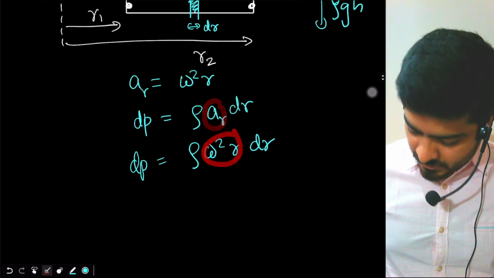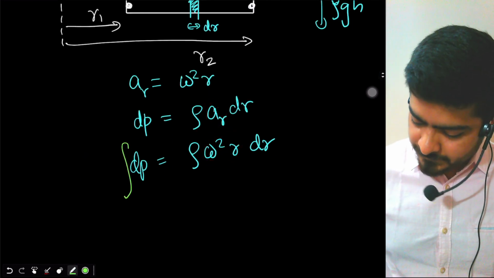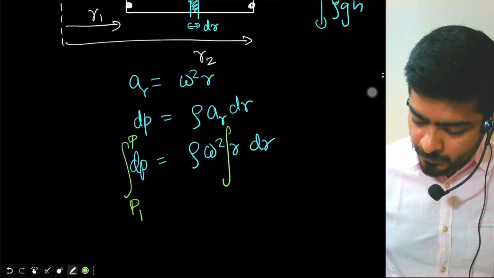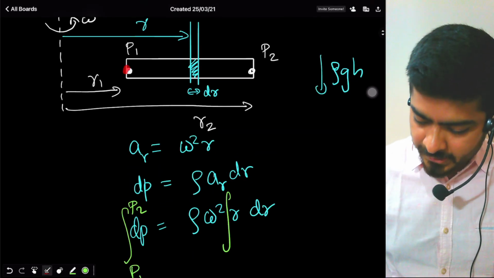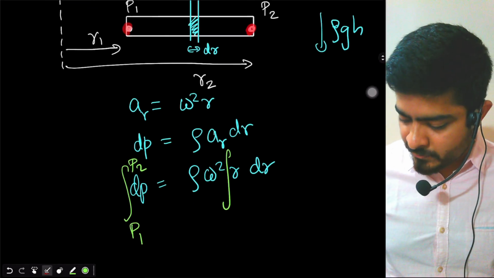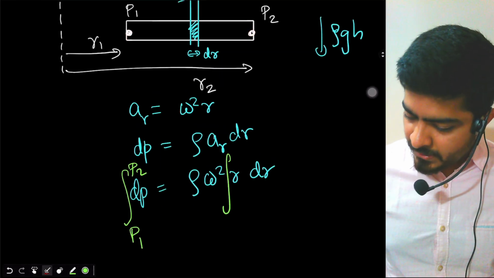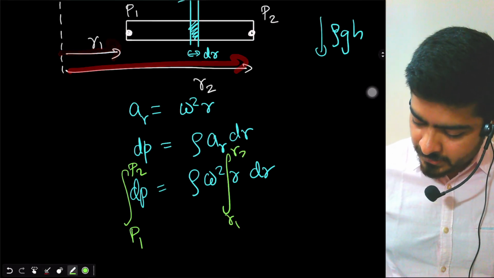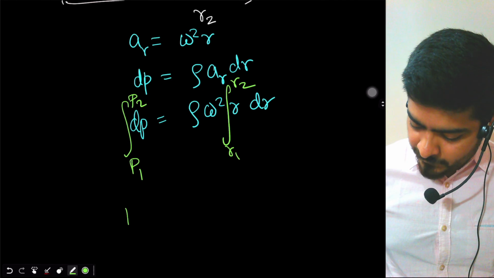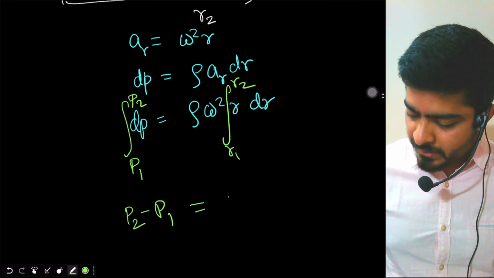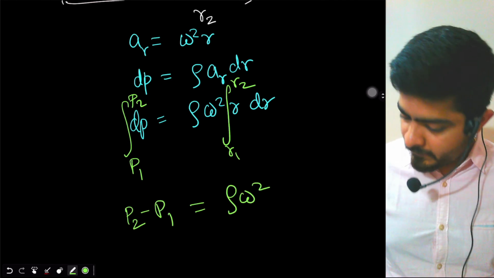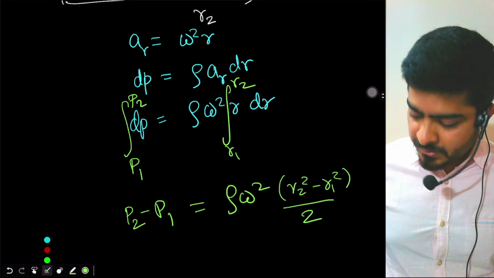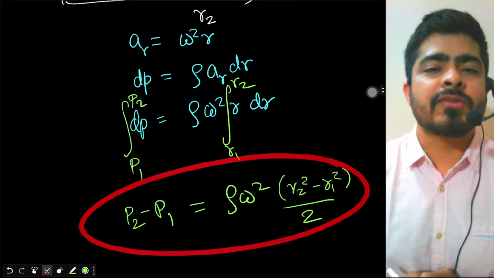So we integrate on both the sides. The pressure goes from P1 to P2. Here the pressure is P1, here the pressure is P2, and that's what will be our limits. Similarly, this is R1, this is R2, so the radius limits will be R1 and R2. On the left you will get on integration P2 minus P1 and on the right you will get rho omega square (R2 square minus R1 square) by 2. So this is the formula that I used in the solution of the question.